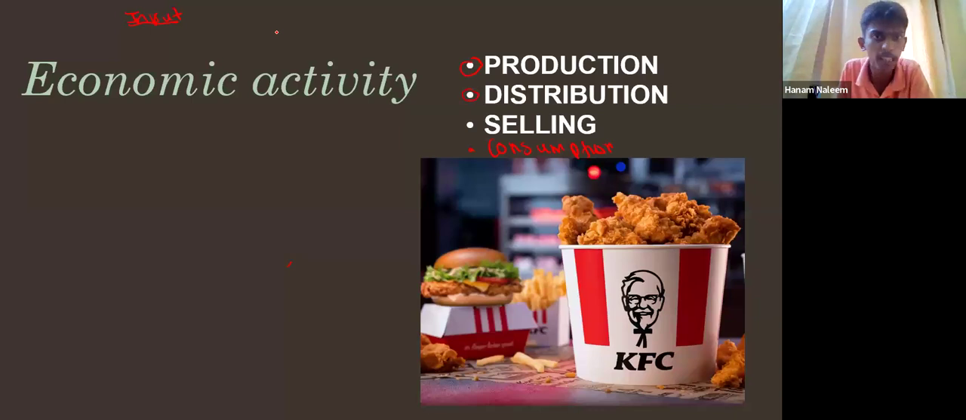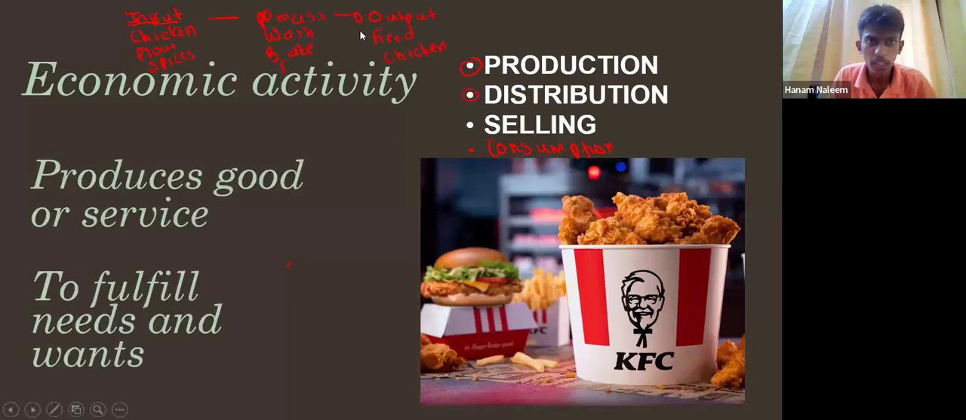So then what will happen? When this process is done, you will have something called the output. What's the output? It's the fried chicken. It means production. You convert your inputs, you undergo a process, and you make an output. Is this production thing clear? What do you all think?